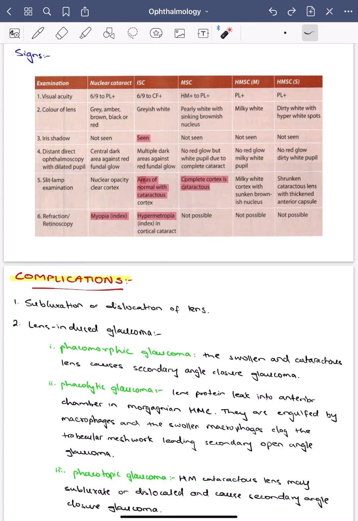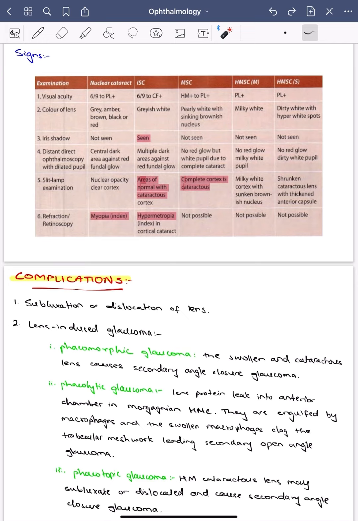In immature cataract, remember, the opacification isn't complete. Therefore, the patient still has vision, but it is defective, and the visual acuity ranges from 6/9 to counting fingers. Whereas in mature cataract, the lens is completely opacified, and hence the patient will not be able to see compared to a patient with immature cataract, and such patients will only have perception of hand movements or perception of light. So this is the difference in visual acuity.